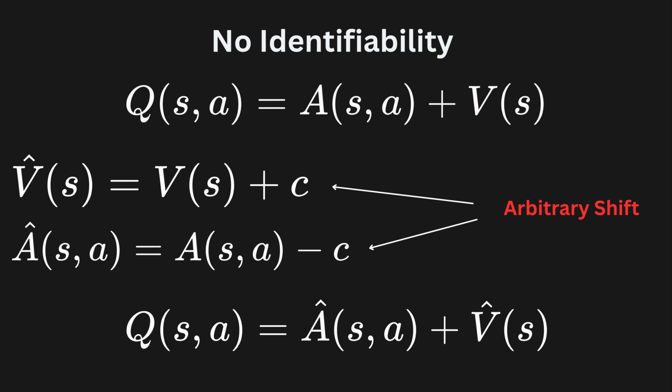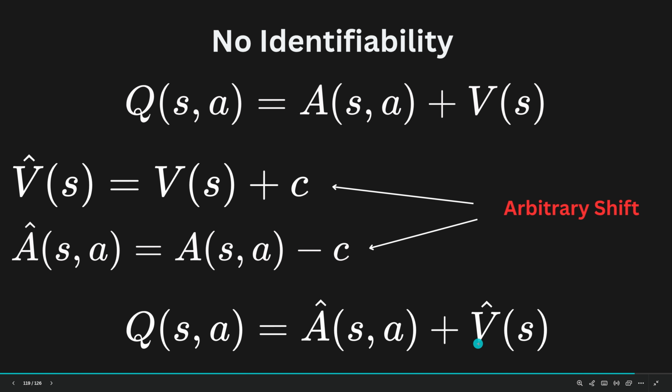Now, there is a little bit of a problem with what I just said, and that is there is no identifiability. What this means is essentially, if I have Q is A plus V, what happens if I shift V by some constant C? So I'm going to call V hat the original V plus some constant C. And then I'm going to take A and subtract that same constant C from it. That'll be my A hat. Then Q is equal to A hat plus V hat. And this is a little bit of a problem.